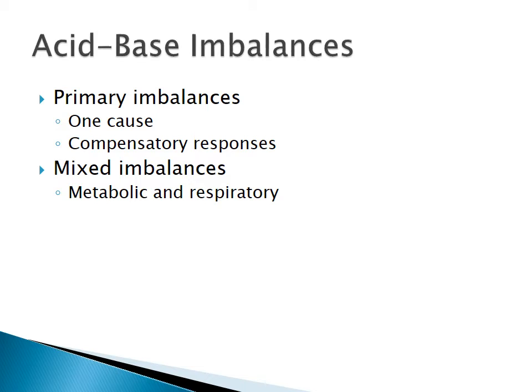Another thing that can occur is mixed imbalances, and that is when both metabolic and respiratory imbalances are present. The most common one that we see in the hospital is when a cardiac arrest causes respiratory and metabolic acidosis. So that's when we're really dealing with two problems. But usually there's one thing that started it all. There was a primary imbalance, and that's what I always look at, because that's what we really have to fix, even though the body might be compensating.